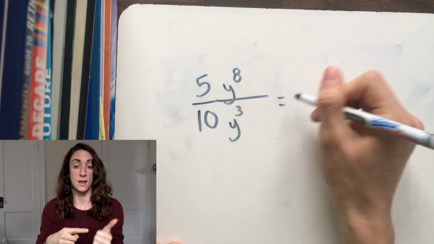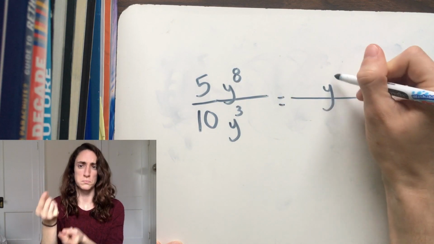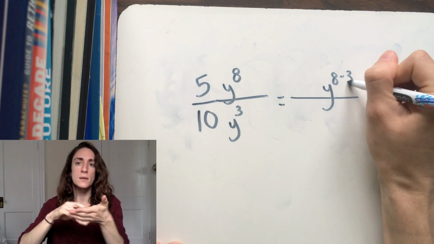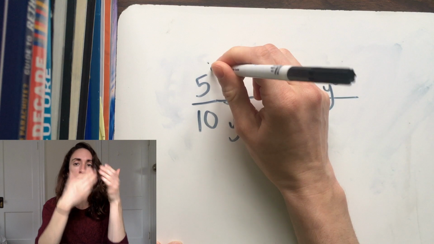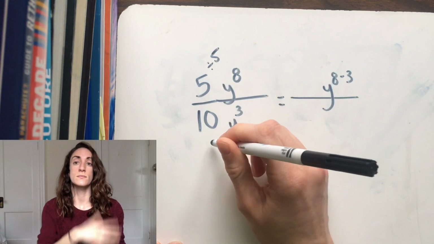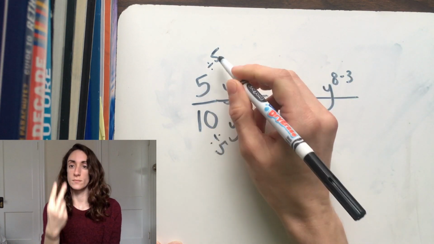So first we can deal with the y terms just the way we've been doing. You can see that the greater exponent is in the numerator, so the y term will stay in the numerator, and the exponent will be 8 minus 3, which is 5. Then you can see that 5 and 10 can both be divided by 5. 5 divided by 5 is 1, 10 divided by 5 is 2, so that's going to put a 1 in the numerator and a 2 in the denominator.